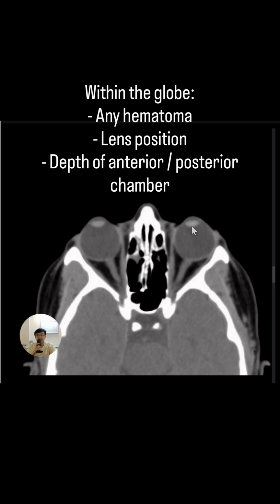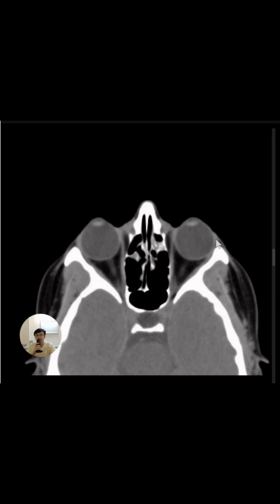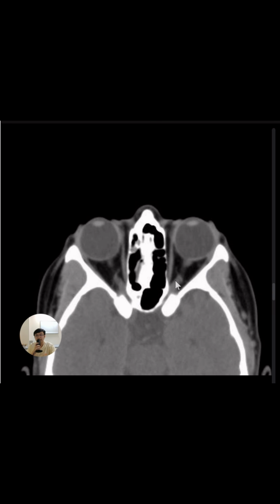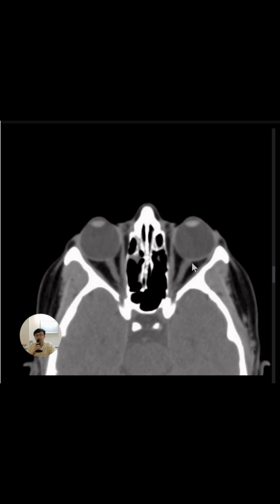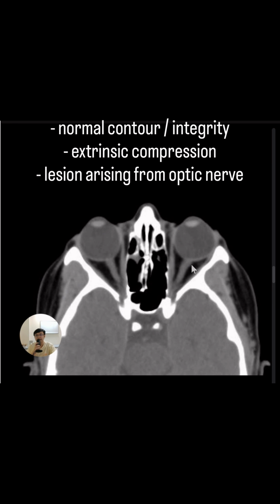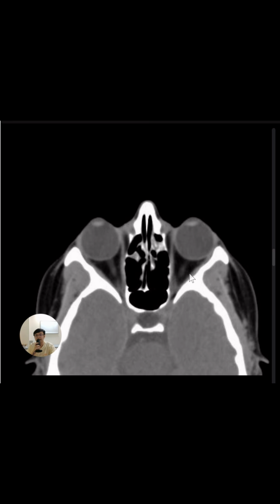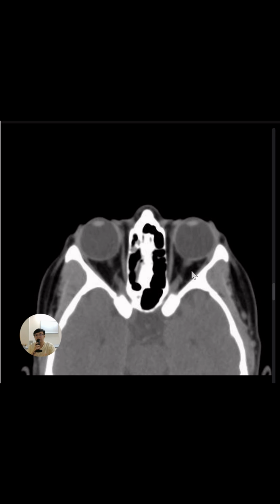The bilateral lens, the position should be symmetrical. The relative depth of the anterior and also posterior chamber should also be symmetrical as well. And then we take a look at the bilateral optic nerves, whether they have normal contour, whether they're intact, and also any abnormal compression or any mass arising from the optic nerve such as meningioma.